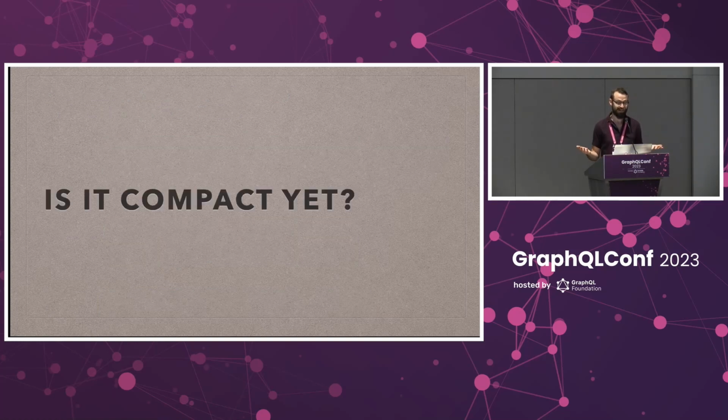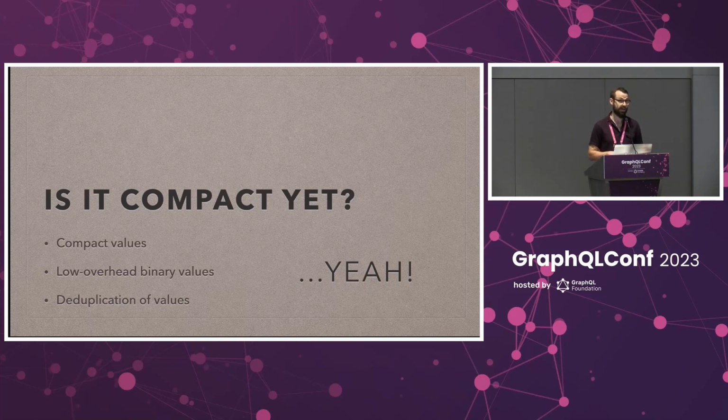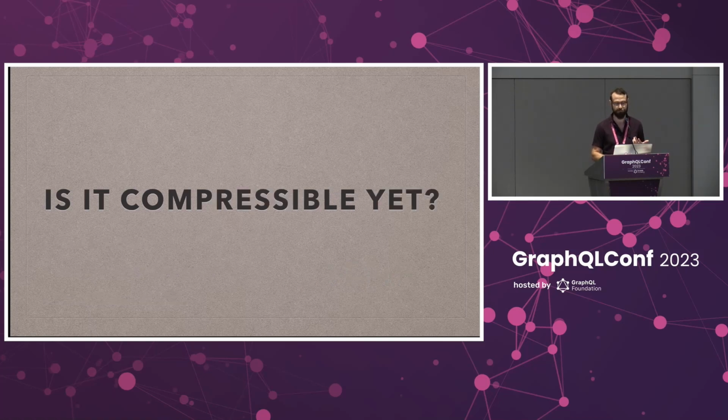So is it compact yet? Yeah, it is. It's pretty compact. We have compact values. We have low overhead binary values. We have deduplication of values. In the actual spec, there are a handful of other tricks as well. We don't really have time to dig into them, but we're going to end up with pretty small messages even before applying compression at this point.